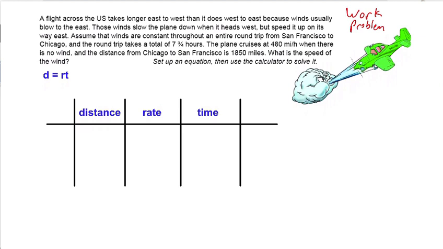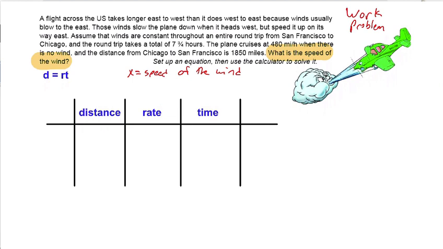So what we are looking for is the speed of the wind. And my biggest helpful advice to you is every time you start one of these problems, start with your variable first. What is it that we are trying to solve for? Well, in this case, we are asked specifically, what is the speed of the wind? So I'm going to let that be my x. x is equal to the speed of the wind. That should be your first step.